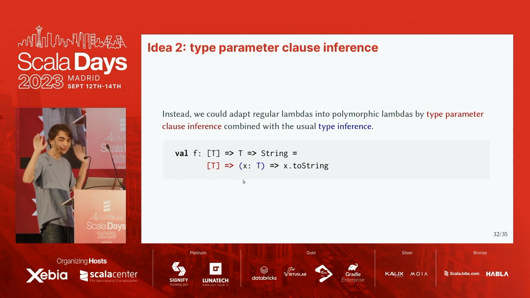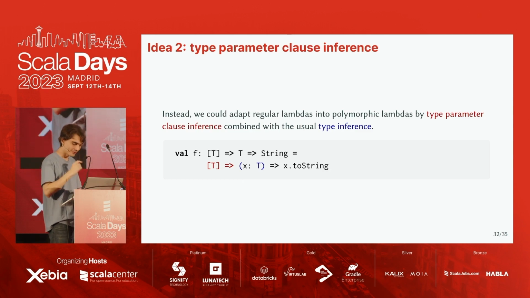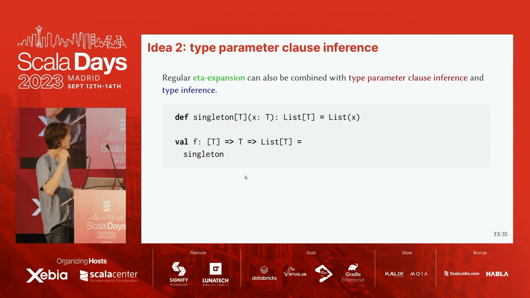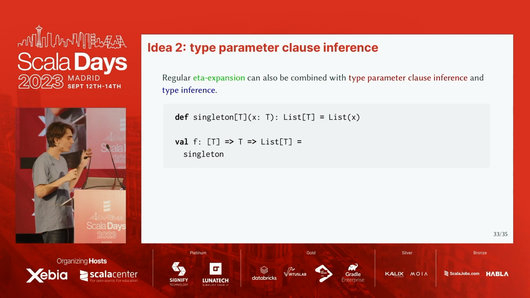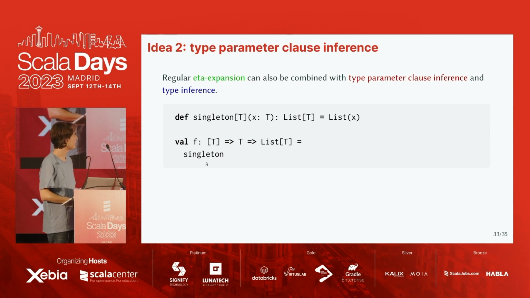So that's it, that's the idea. But what's interesting about this is once you have that, then you don't really need polymorphic eta expansion anymore. You can use regular eta expansion combined with this feature, and I'll go through an example to show you what I mean. Because, again, I have this singleton thing here.